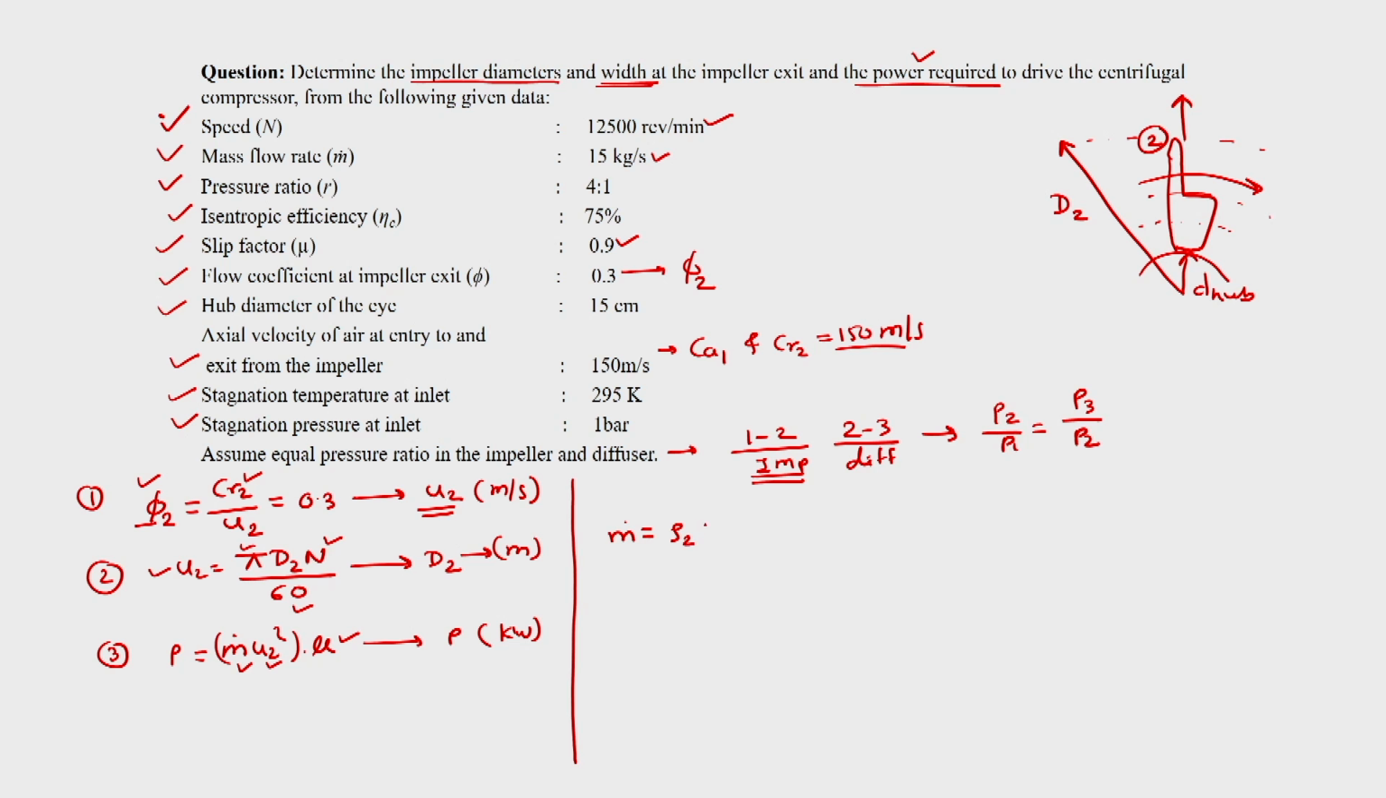basically rho 1 C_a1 into A1, which is equal to rho 2 C_a2 into A2. So these are the formulas for mass flow rate. This is in kg per second, where A1 and A2 are the different areas at the inlet and outlet.